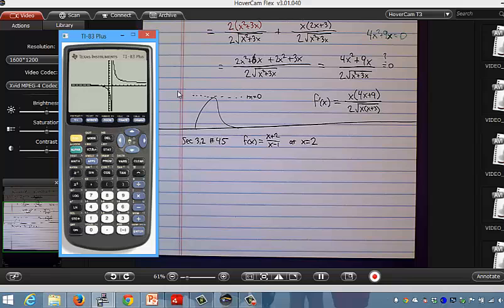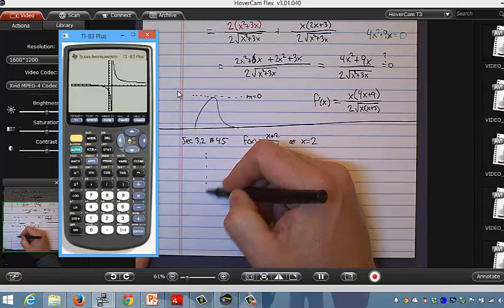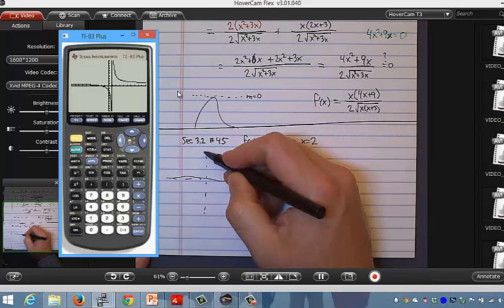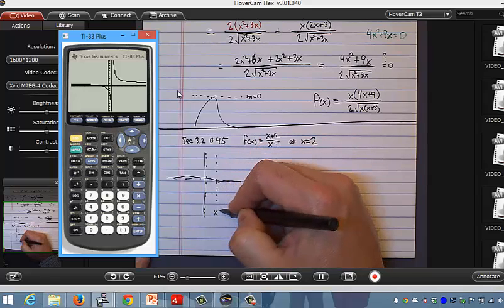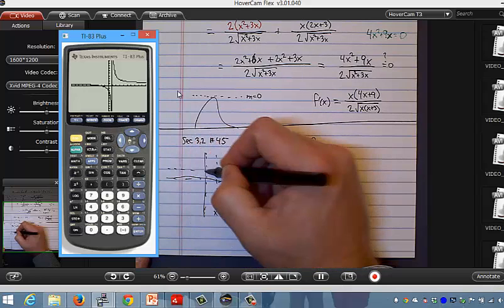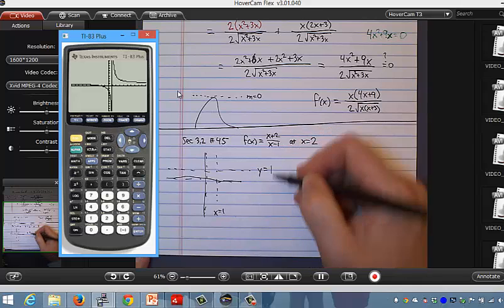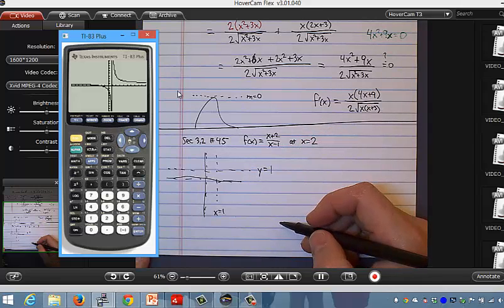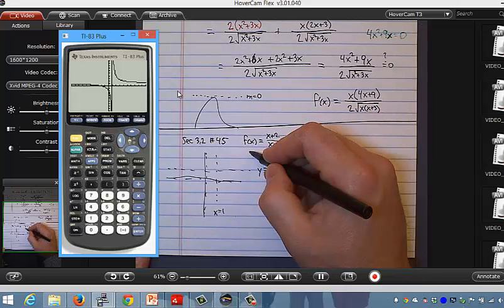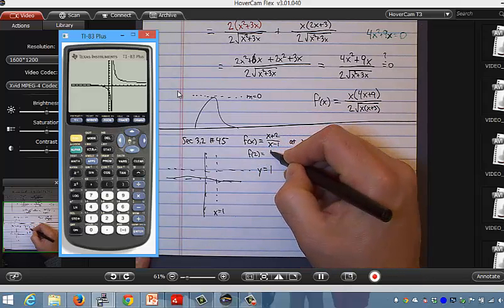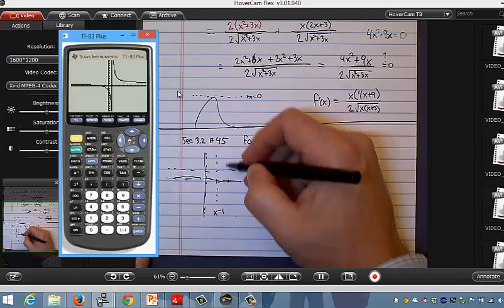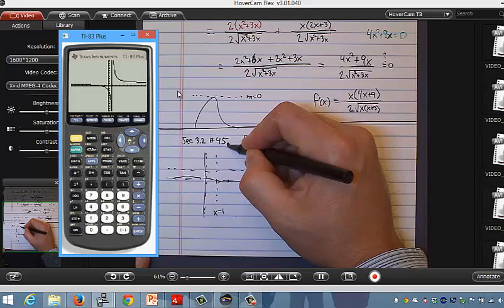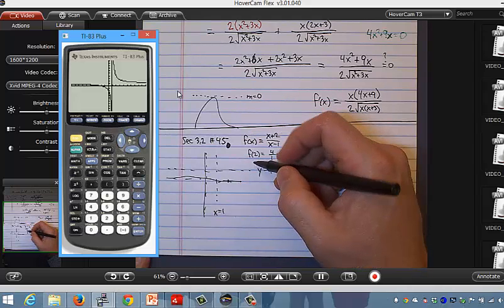So if I'm sketching a graph of this thing, and you'll have to do this on the test on Friday, I'd probably draw my axes. I know I'm going to have an asymptote at x equals 1, may as well draw that right away. I know I'm going to have an asymptote at y equals 1, may as well draw that right away. Now when I plug in 2, f of 2 is 4 over 1, which is 4. So 2 comma 4. So the point, I guess, is up there, 2 comma 4.